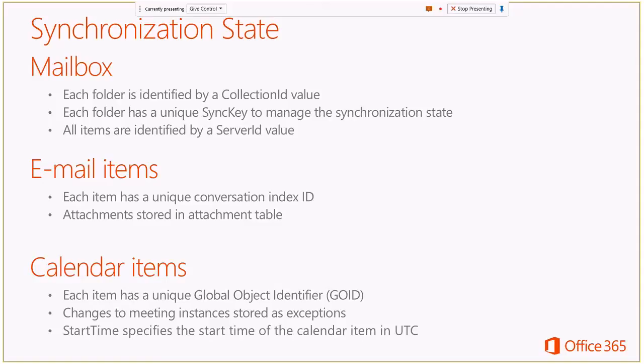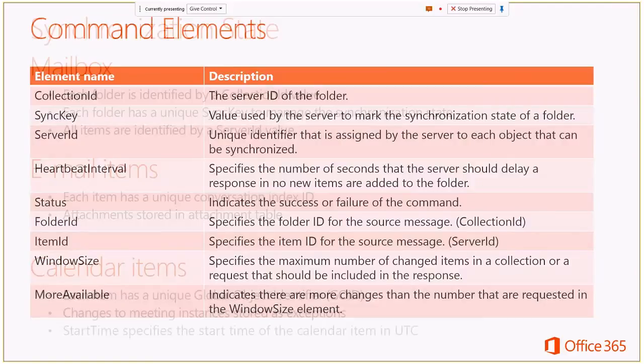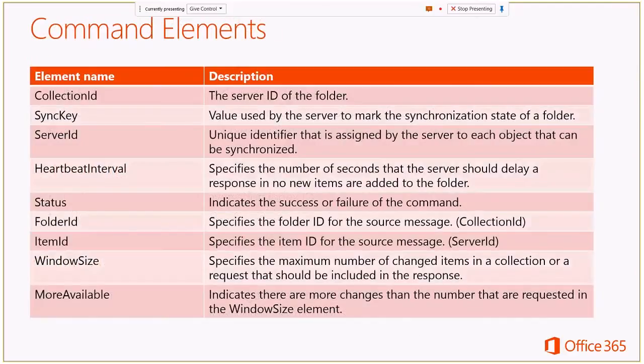Here's a table of some of the common command elements that we're going to see in the logs. They include the collection ID, sync key, and the server ID. We've already talked about most of these. The window size just specifies how many items the server can send back in a response. And if the server has a response that includes a greater number of items than the window size allows, you'll see that more available.